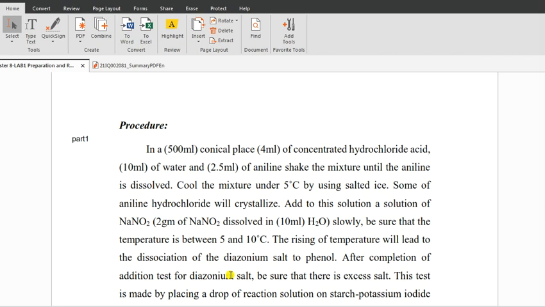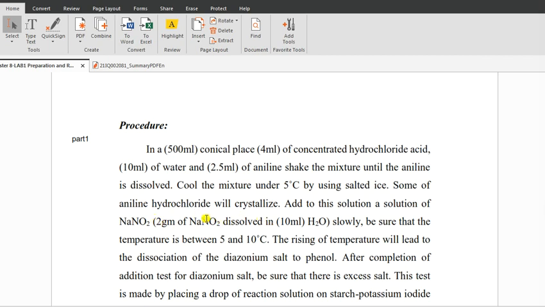To this solution, add another solution of NaNO2, sodium nitrite, dissolved in 10 ml of H2O. So here you have 2 solutions. Solution number 1: 4 ml HCl, 10 ml of water, 2.5 ml of aniline. And solution number 2: 2 grams of sodium nitrite with 10 ml of H2O.